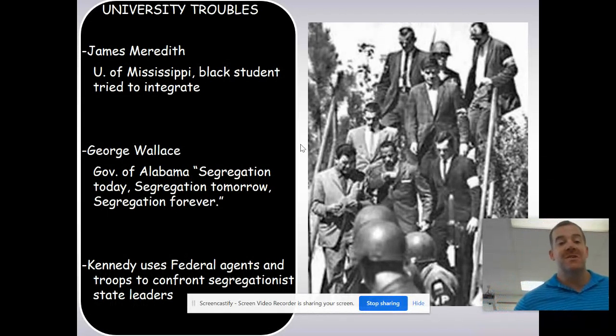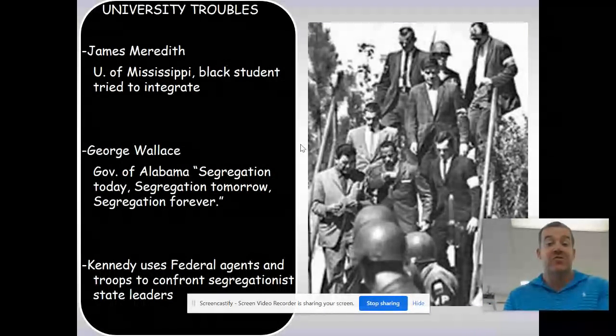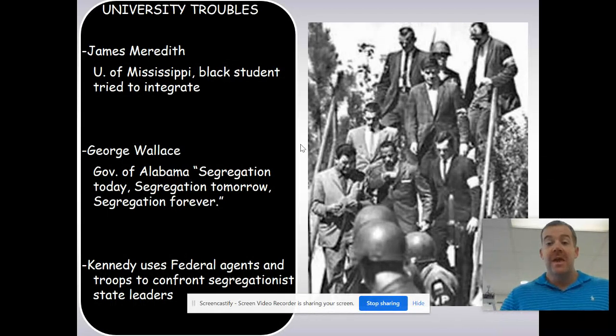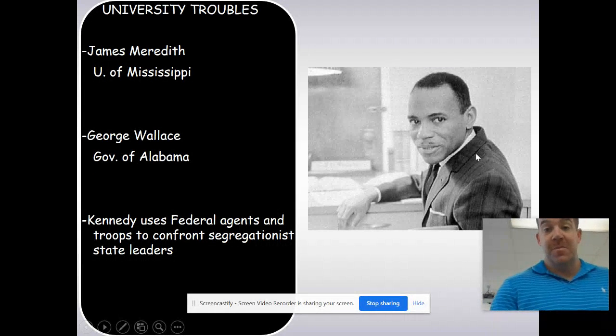James Meredith, all right, at the University of Mississippi, is trying to integrate this school. Now he was a veteran, an Air Force veteran, and he's trying to integrate the school in Mississippi. Okay, another figure, George Wallace, the governor of Alabama. So much like the governor of Arkansas tried to stop those students from integrating the high school in Arkansas, Governor George Wallace in Alabama said, no, I'm not allowing segregation in Alabama. And so he tried to stop that from happening. But President Kennedy sent in troops again to integrate the schools in Alabama, and he integrated Mississippi with James Meredith, who was going to school at the university. There's a picture of him.